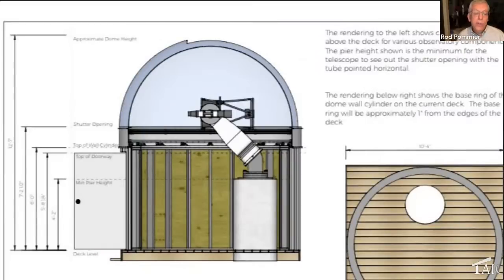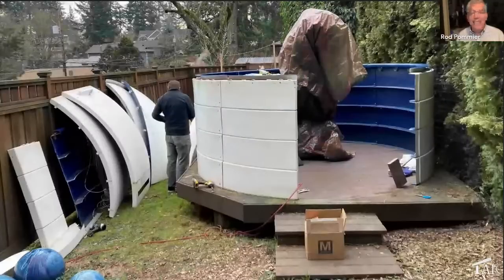And he said, you will need a 30-inch diameter concrete pier to hold the mounting, and you'll have to cut a bigger hole in the deck. So yes, you'll have to tear it all up. And I said, I'm in.